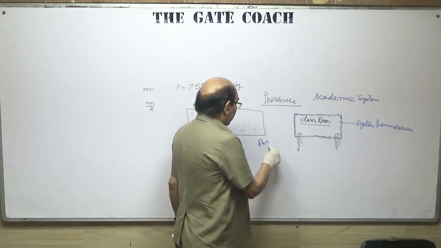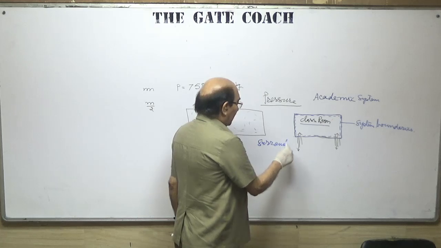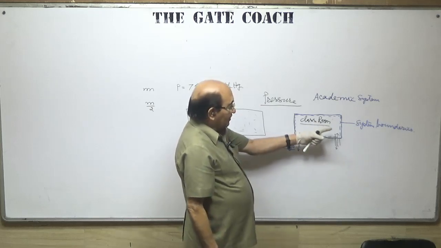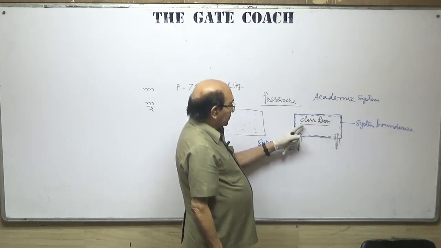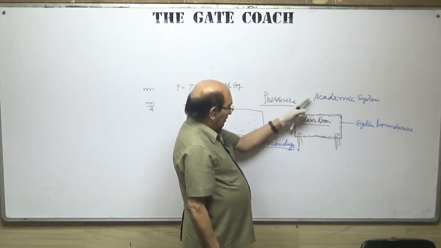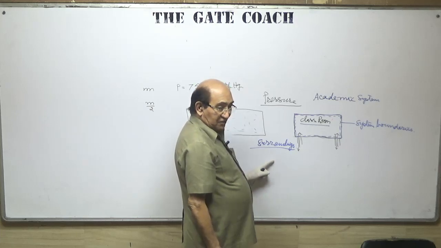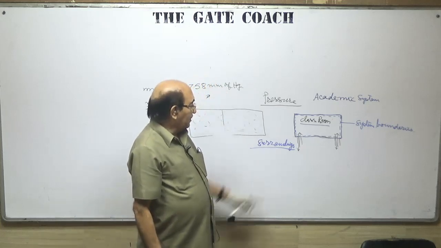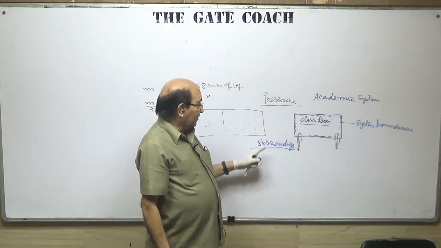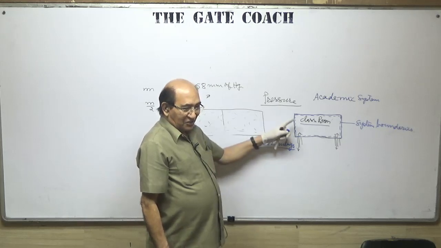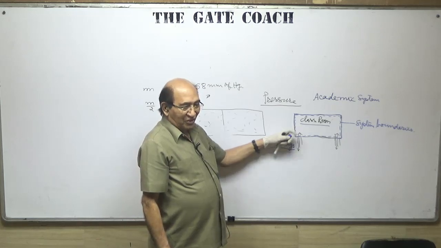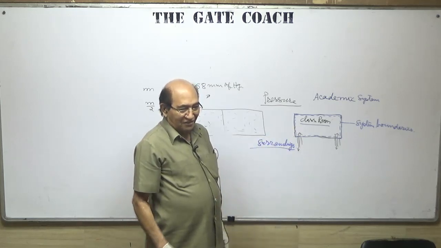These are the surroundings. Now if somebody asks what the boundaries are, I'll say boundaries are the surfaces which distinguish between our system and surroundings. So these boundaries are also part of the surroundings. They are also part of the system. That means it is a common point between the system and surroundings.